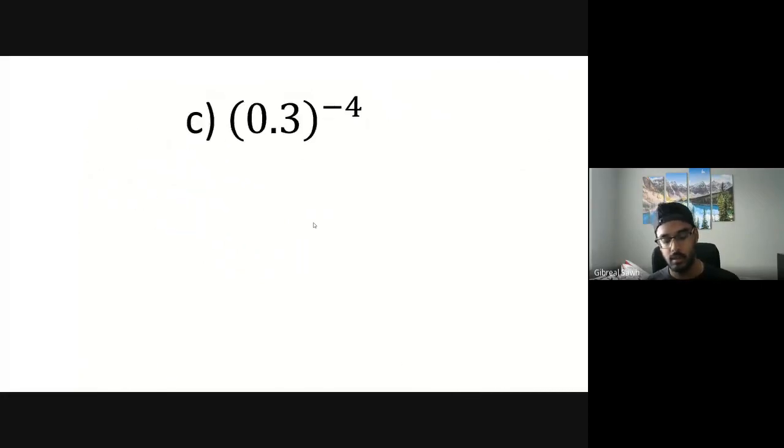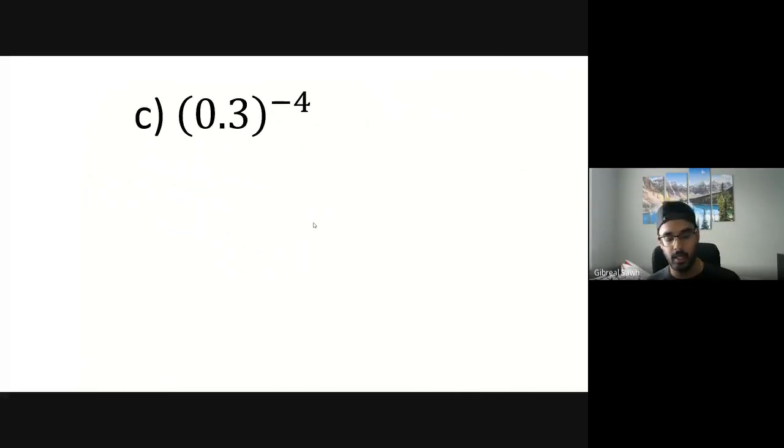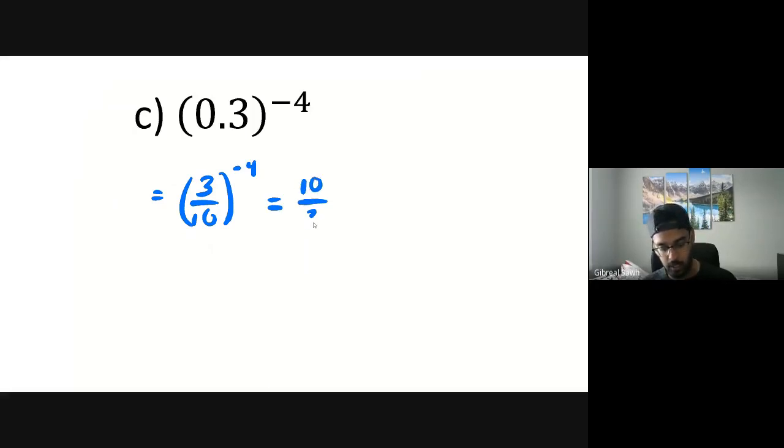Okay, for C, I'm going to do a little bit of rewriting here. So instead of it saying 0.3, I know that as a fraction, that's 3/10. Now that's to the power of -4. We need it to the power of +4, positive exponent. So take the reciprocal, flip it, 10/3, and this becomes to the power of 4. Okay, nothing else to do. We just had to get it to a place that has a positive exponent. So C is taken care of.